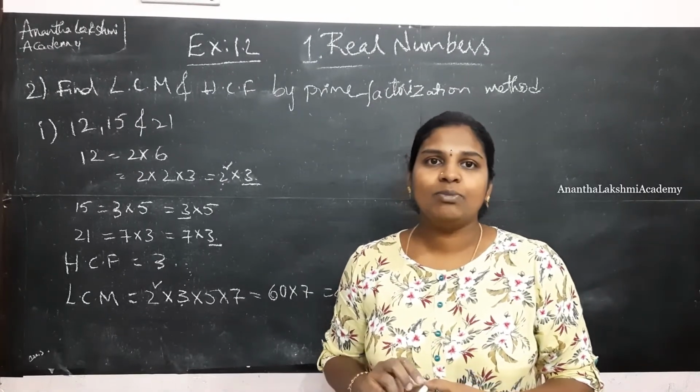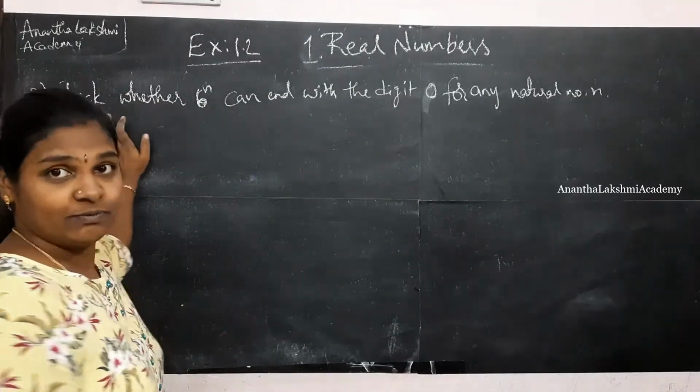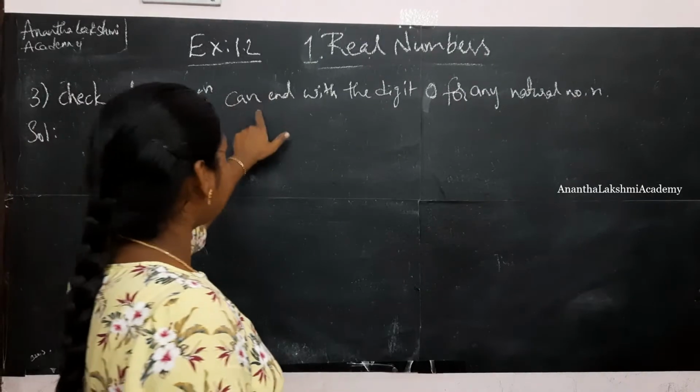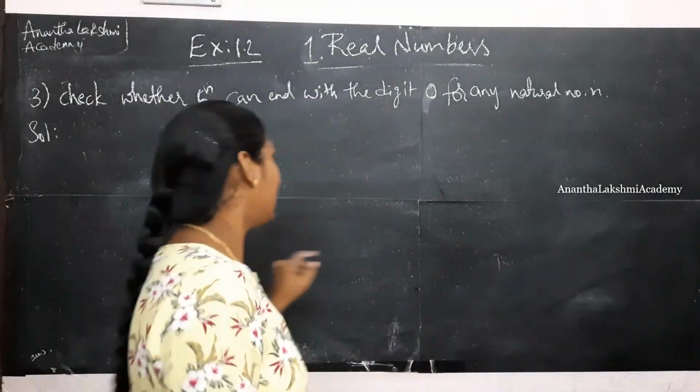Alright, let's jump into problem number 3. So here we are at the third problem. Let me read out the problem for you. Check whether 6 power n can end with the digit 0 for any natural number n.